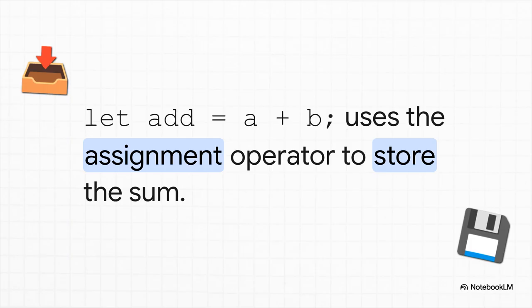We're using the let keyword, which is a modern ES6 JavaScript feature for declaring variables, basically replacing the older var keyword. And we're naming our container add. Now, the equal sign here, it's not asking if things are equal. Actually, scratch that. It's more like a command. It's an assignment operator. It tells the computer, take the result of a plus b and assign it to, or securely store it inside, the container named add.